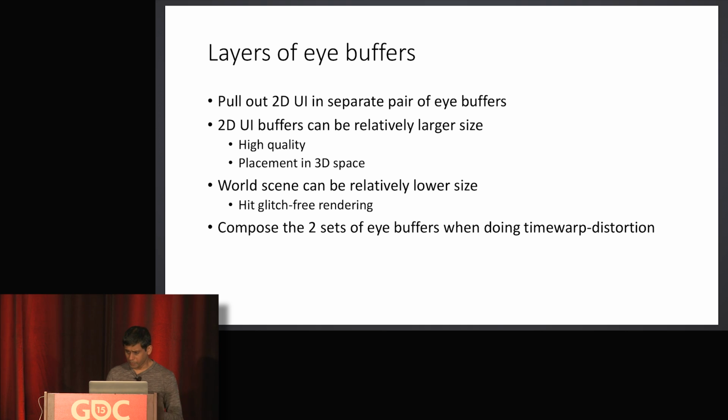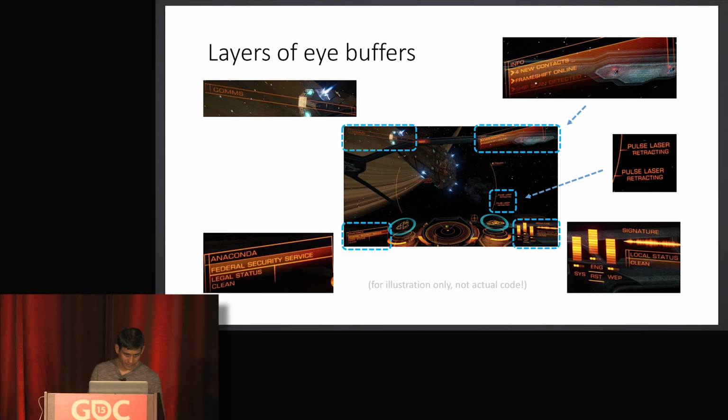In fact, we could potentially take this idea even further and extend this to multiple such layers. And here I've used the example of a game like Elite Dangerous. This is not real code. We have not actually done this. These are just ideas that we are looking into. But the point is that we could do that for n such buffers for various UI components.